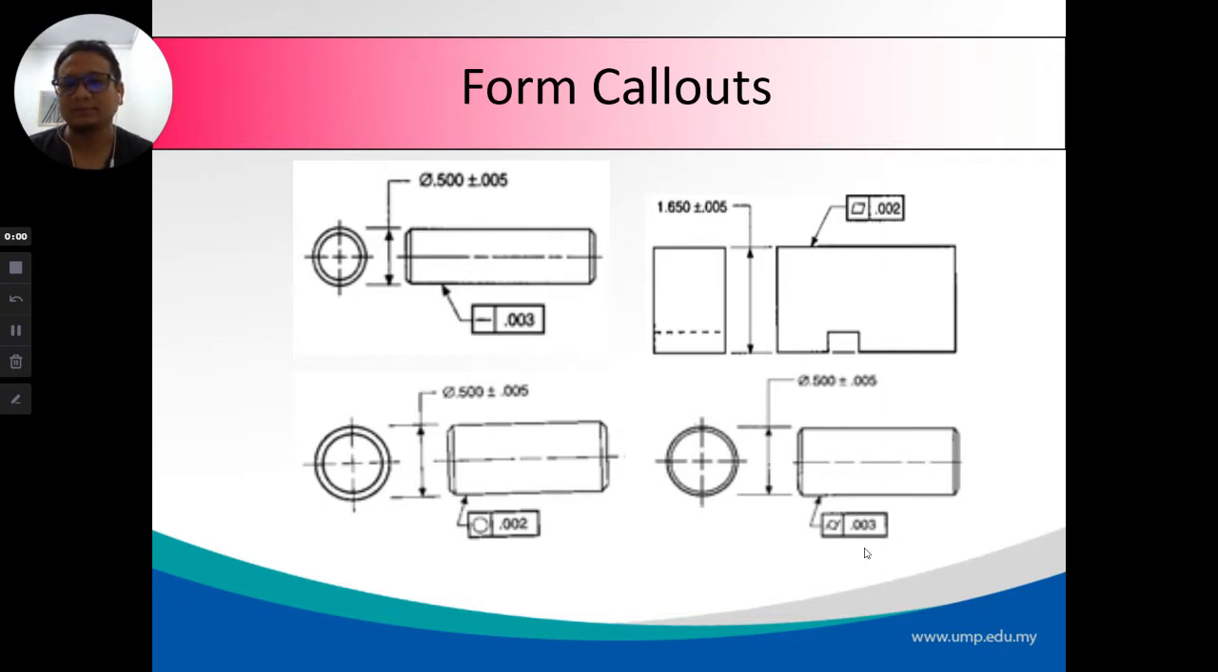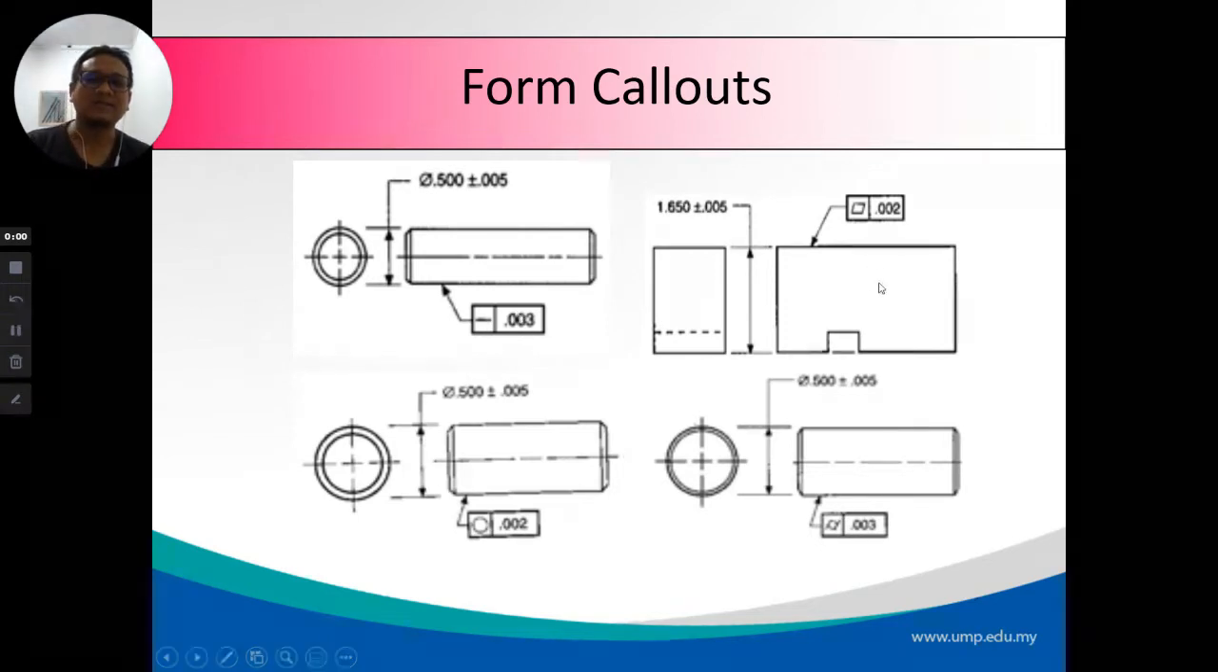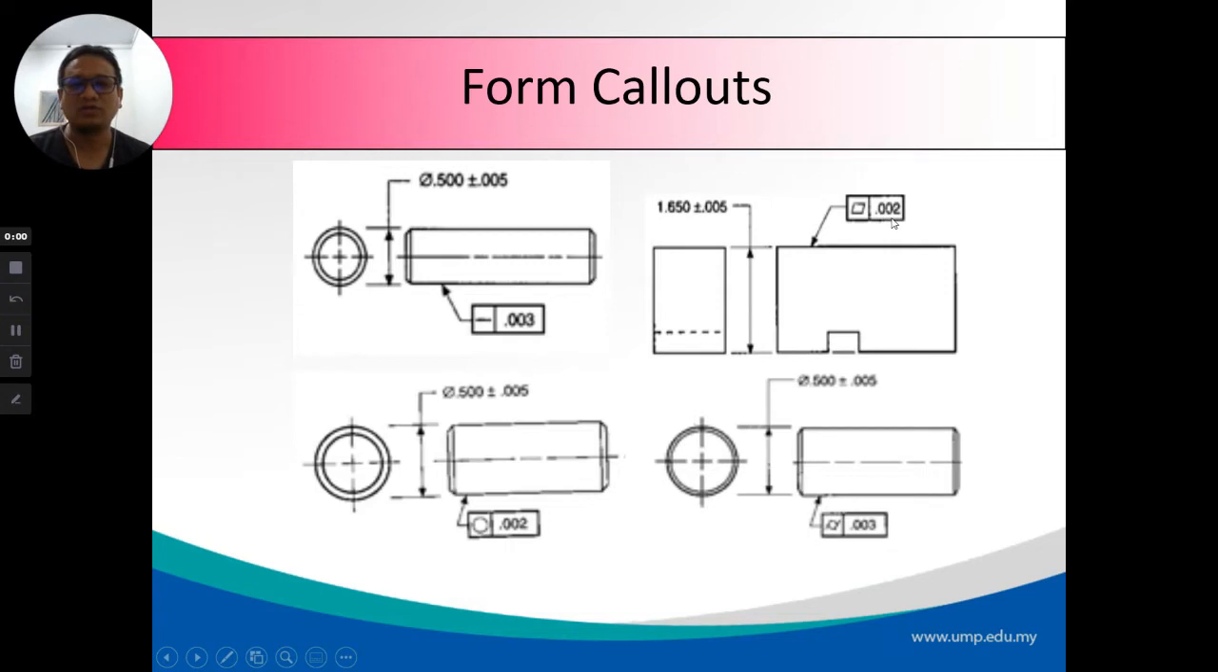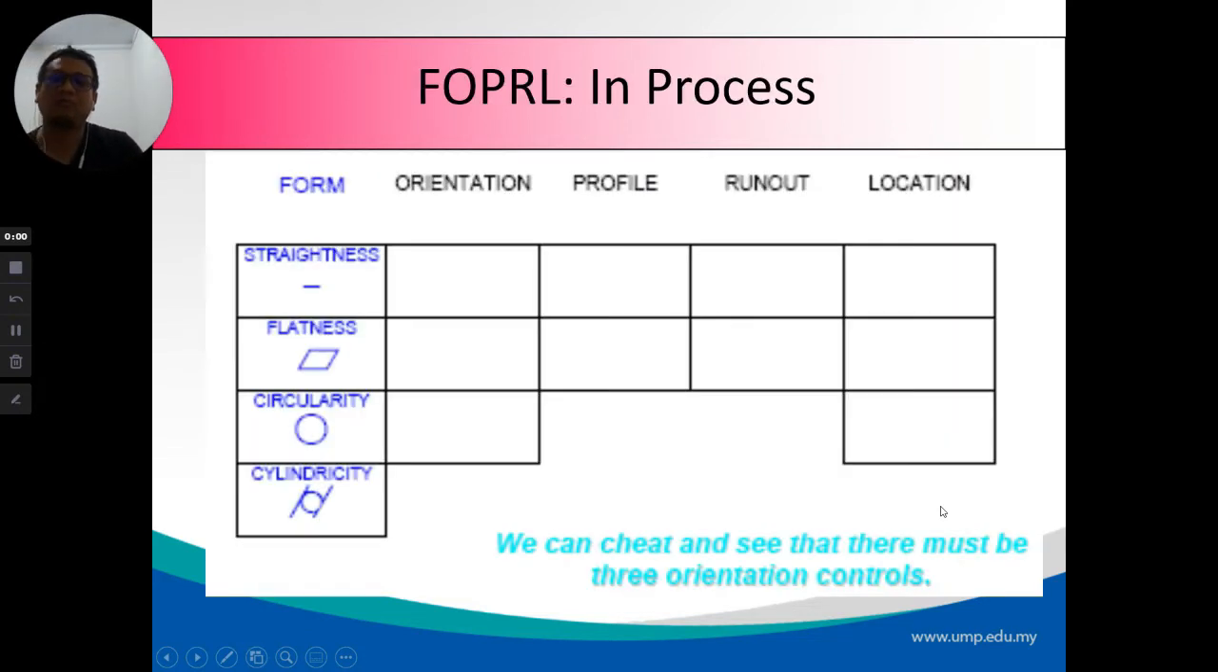So let's look at this one. On the top left, if you look at this line, it is a straightness of 0.003. On the right side, you have a flatness of 0.002. On the bottom side, you have a circularity of 0.002. And this one, you have a cylindricity of 0.003. Form. Okay, form callout. So these are the four form controls.